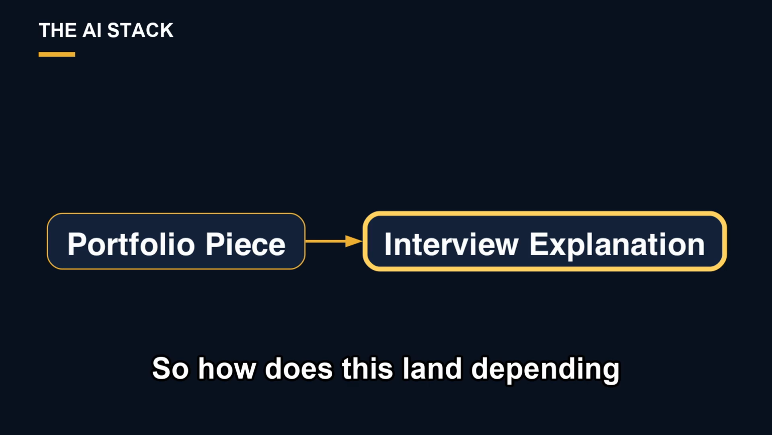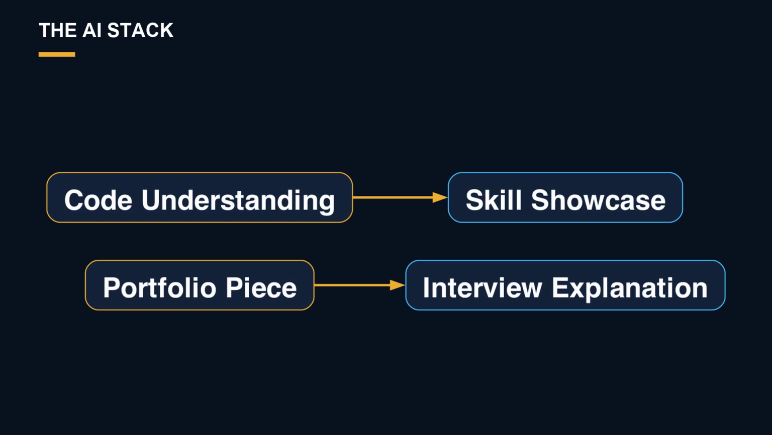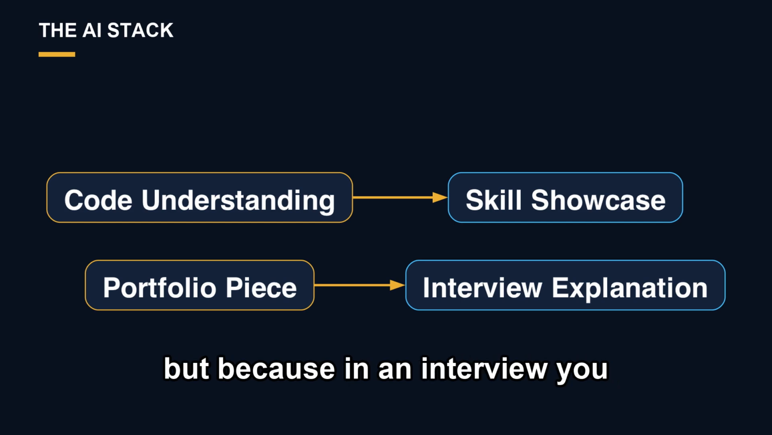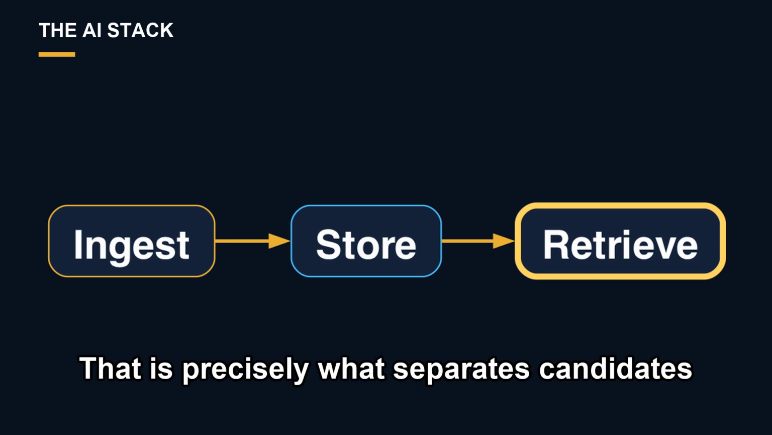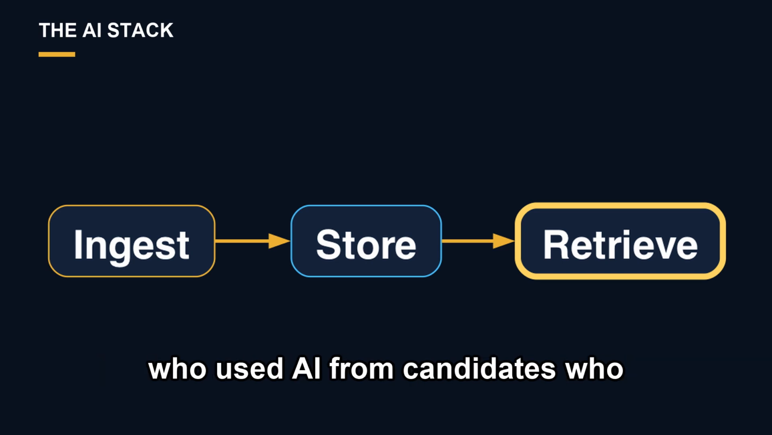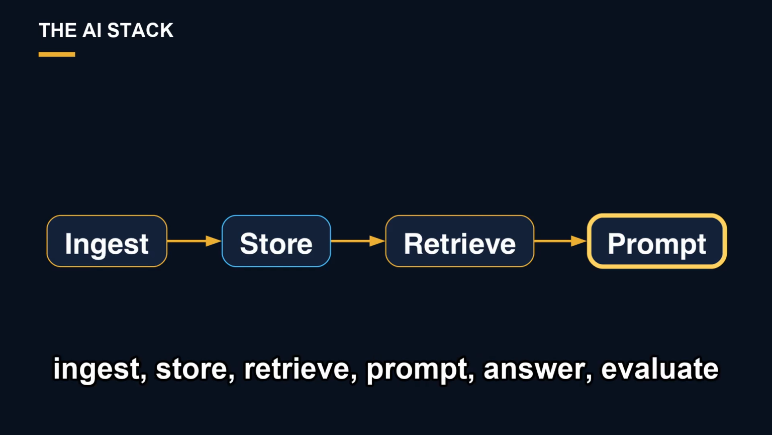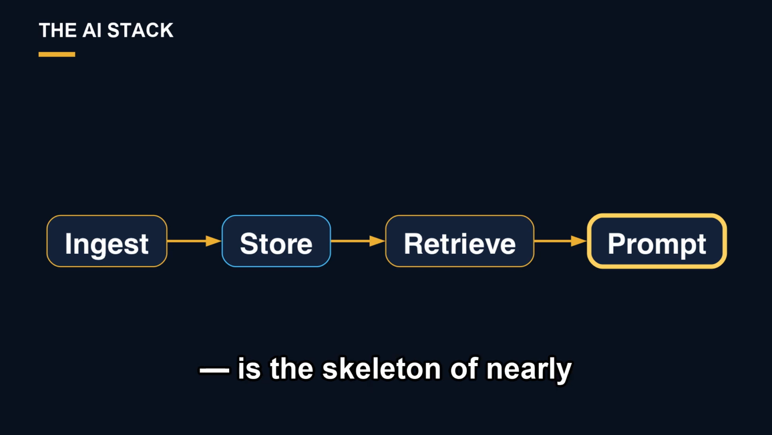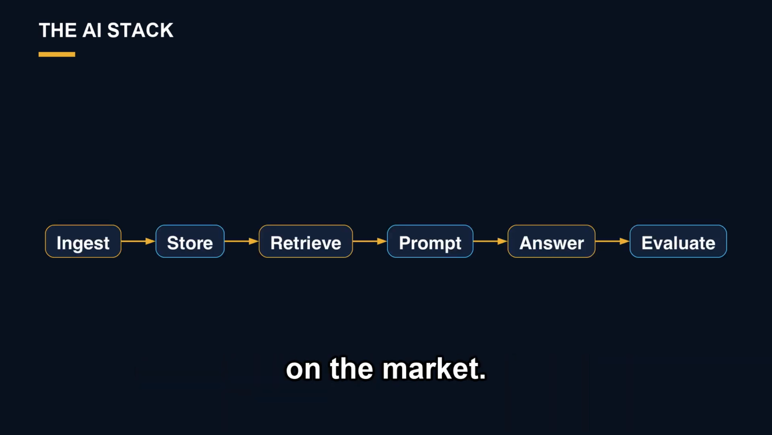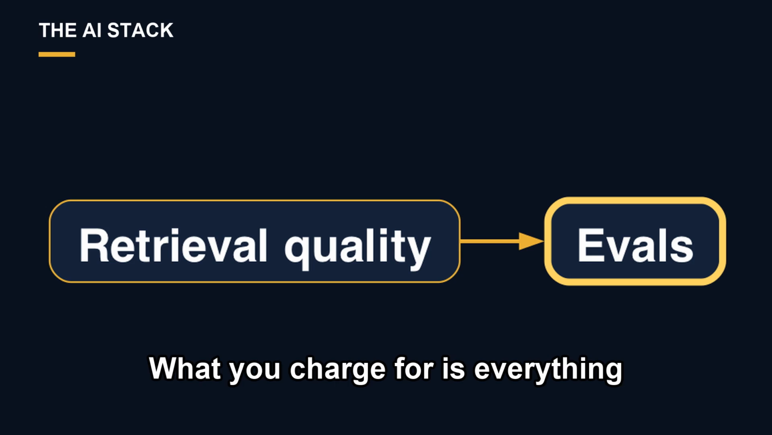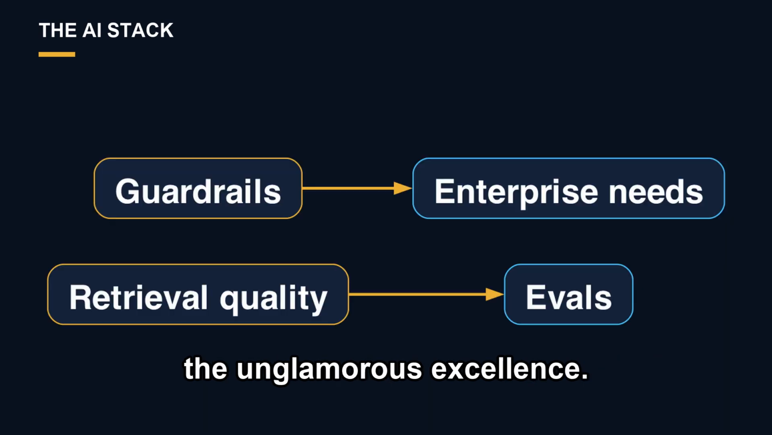So how does this land depending on who you are? As an individual, this project is the portfolio piece. Not because the code is hard, but because in an interview you can explain every line's reason for existing. That is precisely what separates candidates who used AI from candidates who understand it. As a startup, this architecture, ingest, store, retrieve, prompt, answer, evaluate, is the skeleton of nearly every chat with your data product on the market. What you charge for is everything around it: retrieval quality, evals, guardrails, the unglamorous excellence.